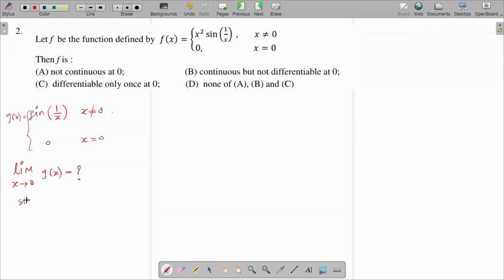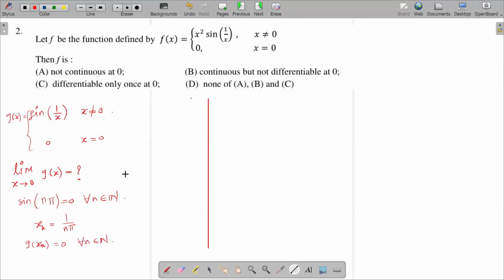See, easy thing. If you look at sine, we already know that sine n pi is 0 for all n. Let's stick to naturals for the time being. It's true for integers as well, but right now naturals. So that means I want 1 by x to be n pi. That means if I take x_n as 1 by n pi, then what we know is g of x_n is 0 for all n.